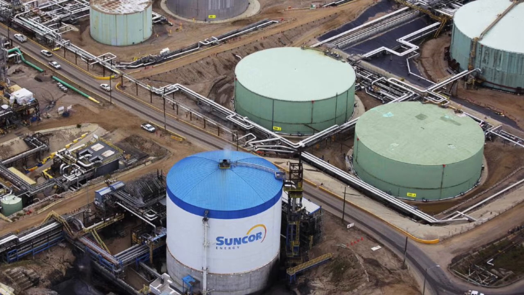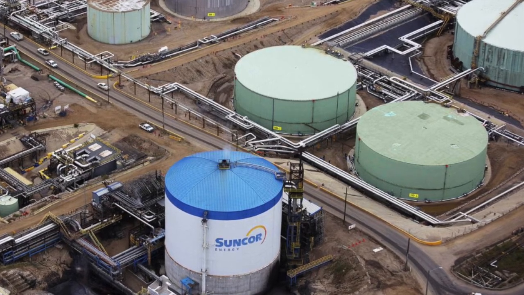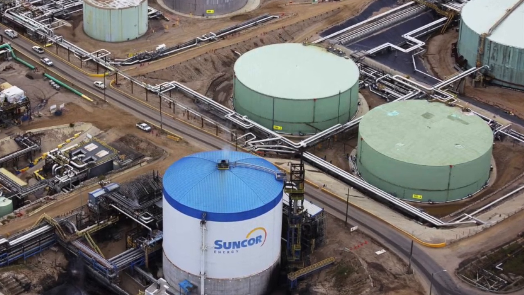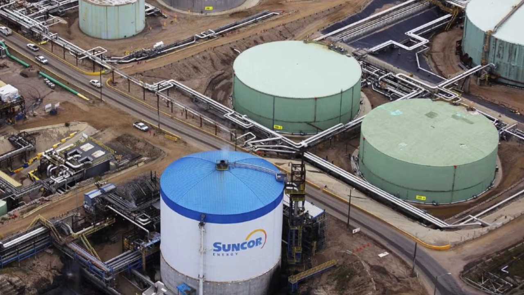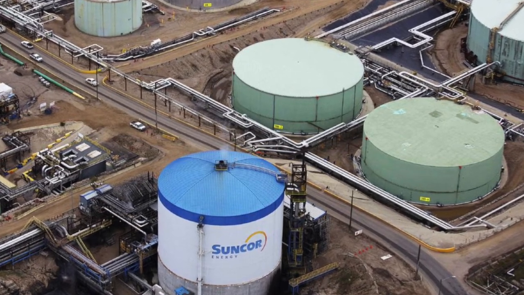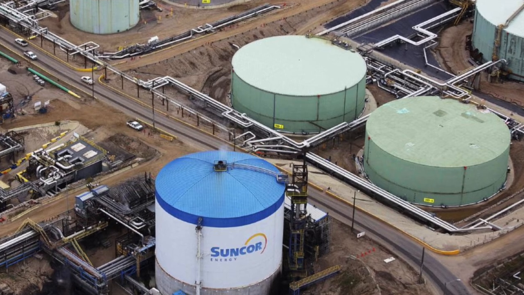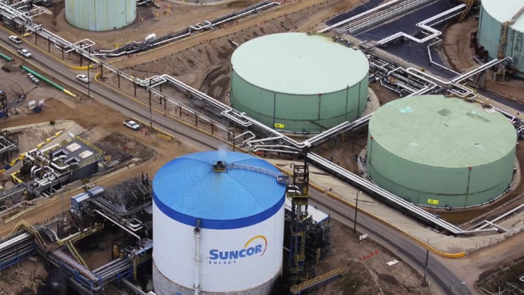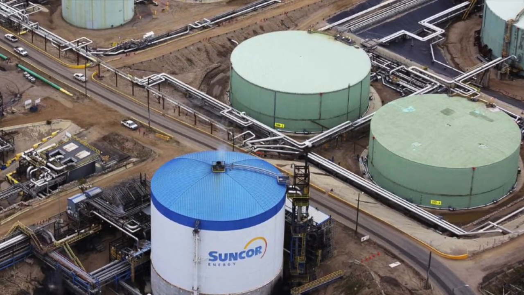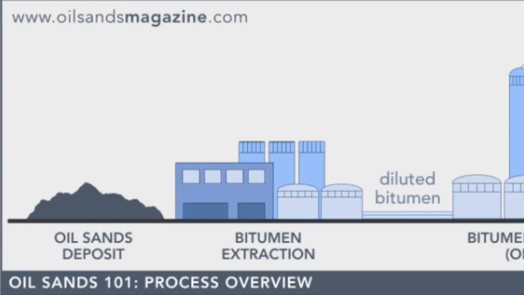The next step in creating refined oil products is upgrading diluted bitumen to synthetic crude. Upgrading is a process in which bitumen is transformed into light oil, removing virtually all traces of sulfur and heavy metal. Upgraders have 5 basic unit operations.